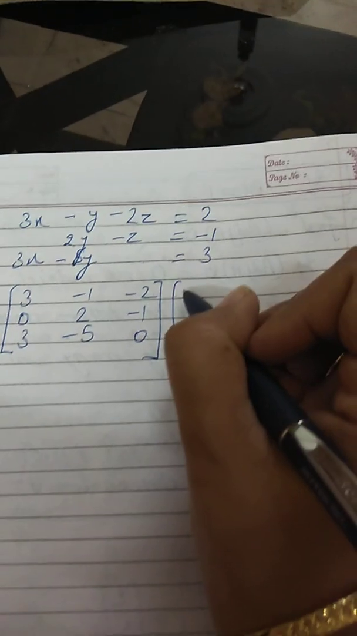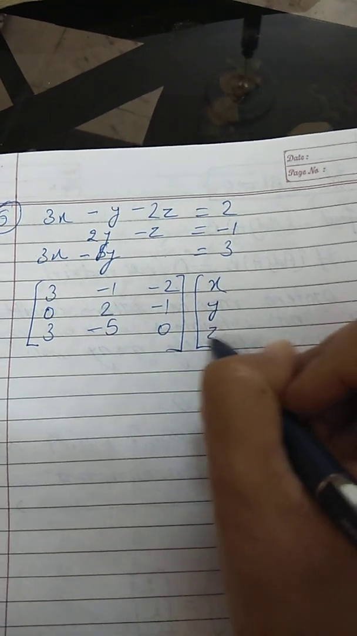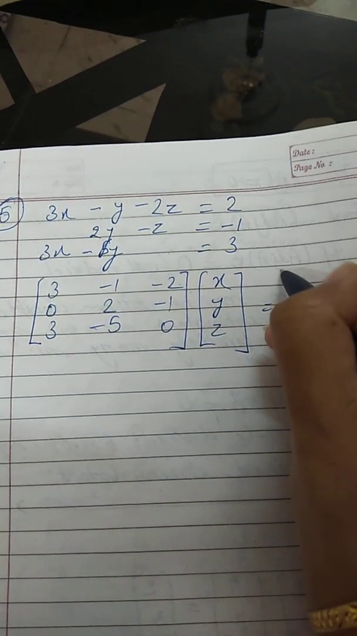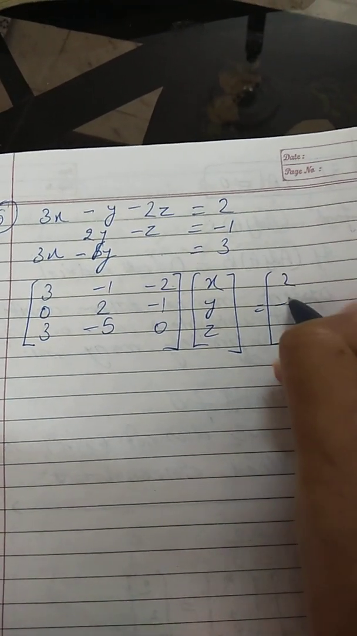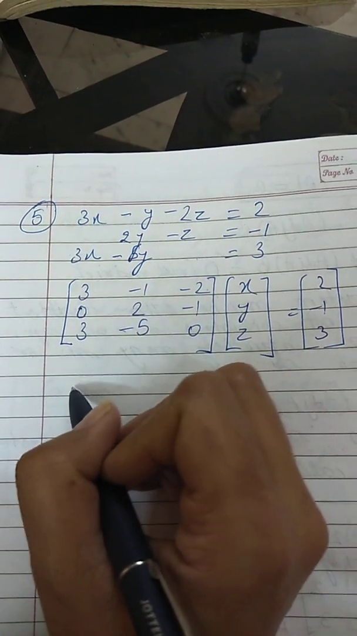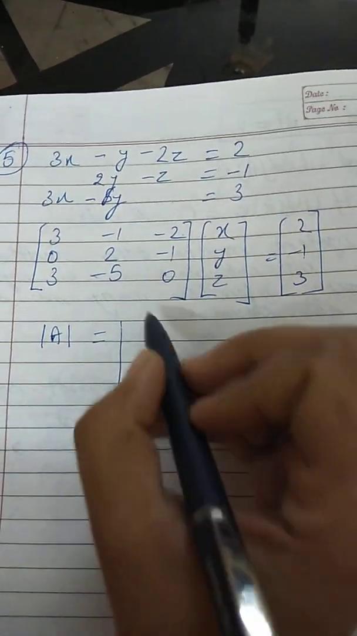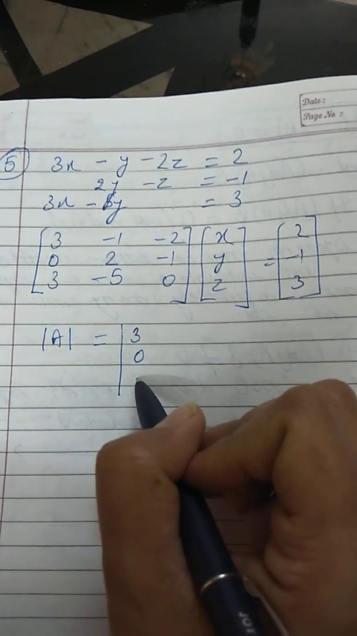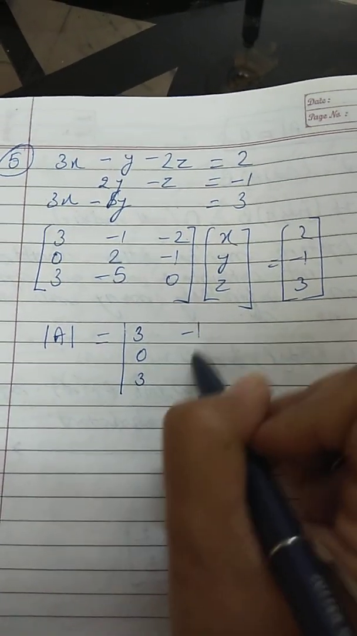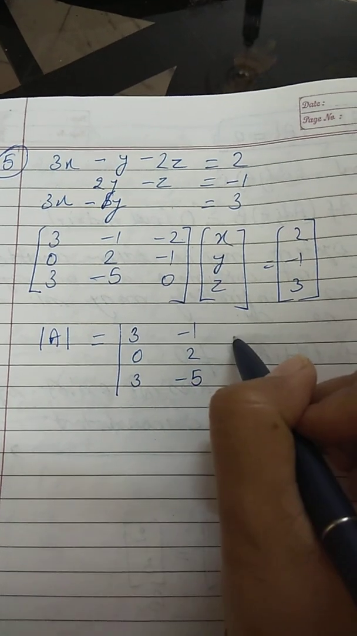Then we will write down the variables in one column matrix and the constants of the RHS also in one column matrix. So here what we will find, first of all, let us find A determinant. A determinant means I will write down the given A matrix in determinant form.